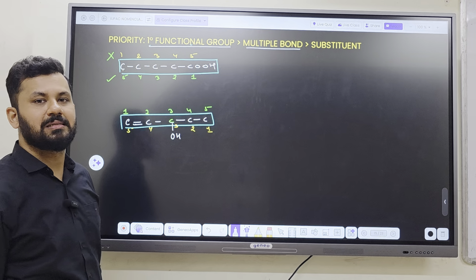Let's have one more example. Let us say this example. This is my PCC. There is no functional group. There are no multiple bonds. There are only substituents. In case you have any confusion, sir, halogens are functional group. As per IUPAC standards, when you are naming any organic compound, bromo, iodo, these guys are to be treated as substituents and never as a functional group.